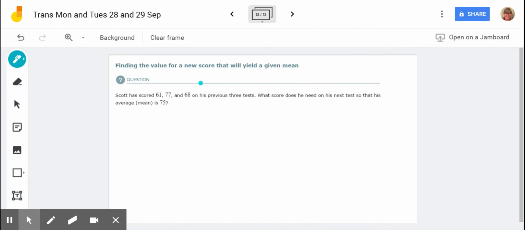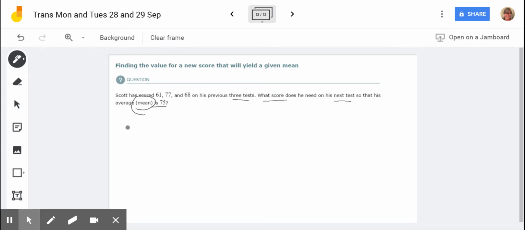Last one. Finding the value for a new score that will yield a given mean. Oh man, these are so popular, and I don't know why, but everybody has trouble with them. I just think to myself, what would I do if I were trying to figure out the average? So here's the deal. You probably haven't read it yet, so let's do that. Scott has scored 61, 77, and 68 on his previous 3 tests. What score does he need on his next test so that his average is equal to 75?